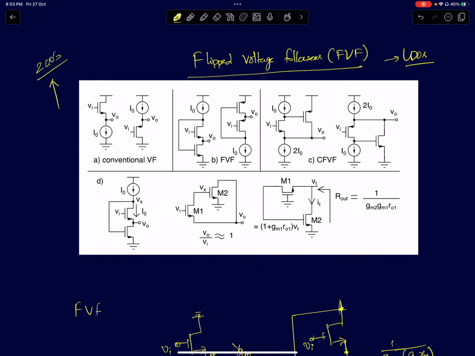We have also been using a structure very similar to flipped voltage followers in folded cascode amplifiers, fully differential and differential to single-ended folded cascode amplifiers. I'll try to talk about each of those applications in different videos. The first lecture, I thought I'll just introduce the basic purpose and the analysis of a flipped voltage follower.